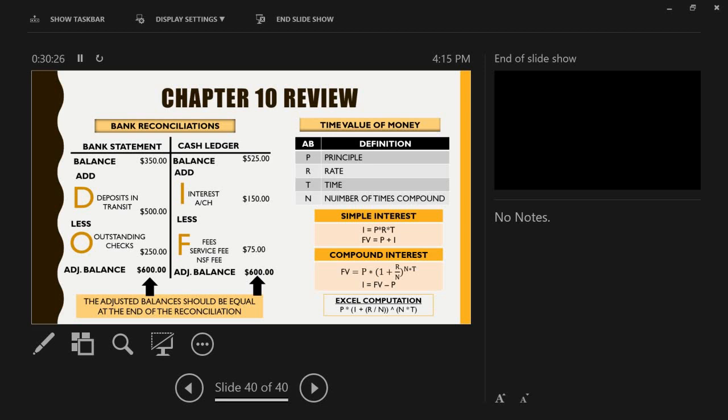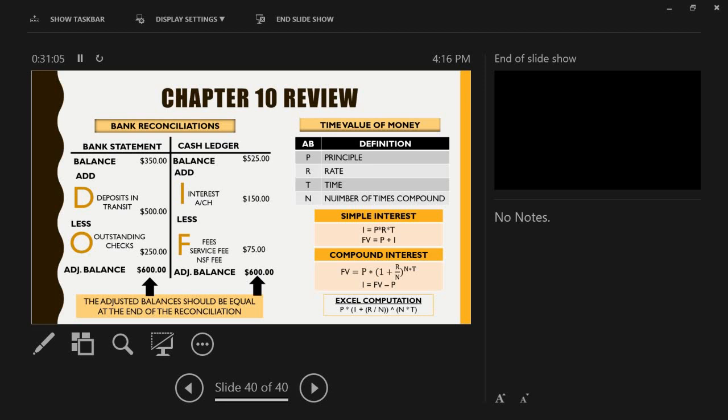And then lastly, we talked about time value of money. So making sure that you understand what these components are for each one. So we dealt with the principal, which was your original investment, the rate for your interest, the time it takes for you to collect all that interest, and again, N is going to be the number of times compounded, okay? So again, here are the formulas for simple interest. You got PRT, which is for your simple interest, and you got your FV equals P plus I, which is your principal plus your interest.